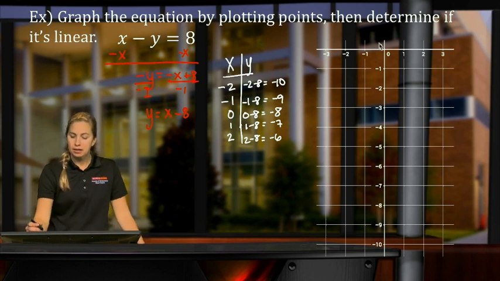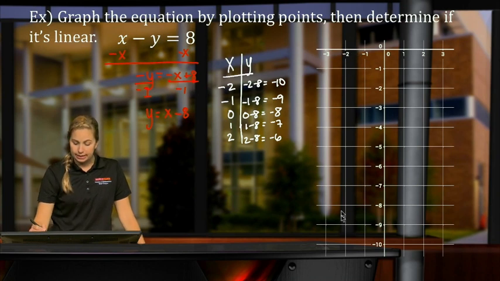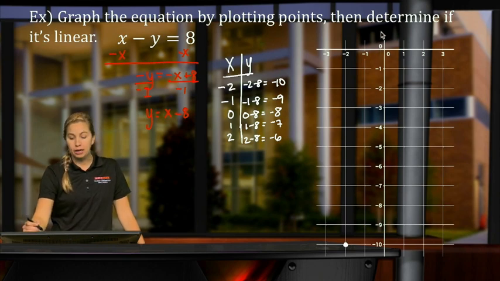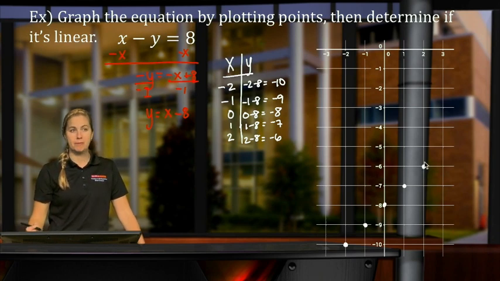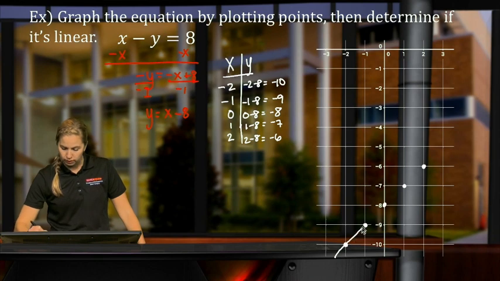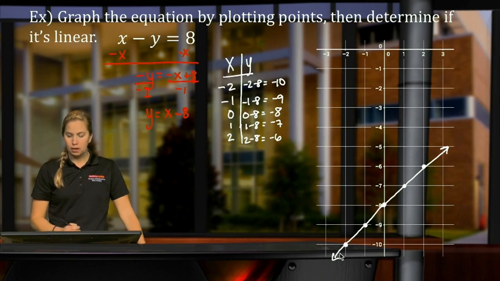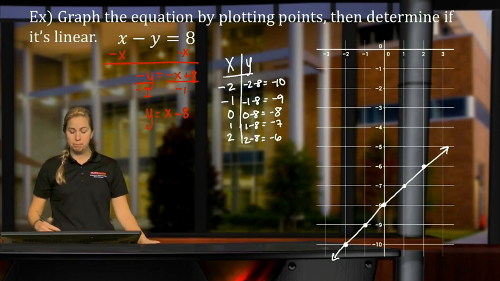-2, -10, that's 2 units to the left and then 10 units down. So I will go down here. -1, -9, we will go left 1, down 9. 0, -8, we're not moving to the left or the right at all, but we're going to go down 8 units. 1, -7, and 2, -6. Those are the 5 points, and we will connect those with as straight of a line as possible. And that is graphing the equation by plotting points.